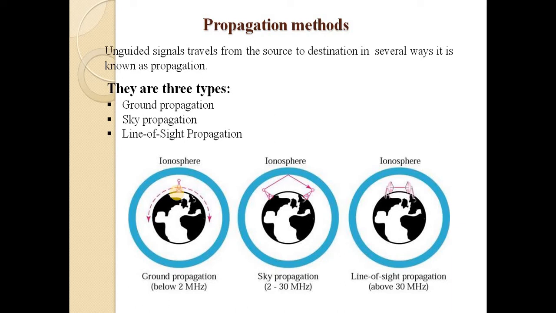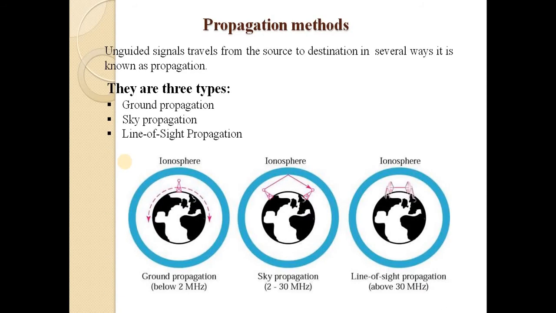Ionosphere is able to reflect radio waves, and it is the outer layer of Earth's atmosphere which contains a high concentration of ions and free electrons. So it is called the ionosphere. Let us see one by one what is meant by ground propagation, sky propagation, and line of sight propagation.